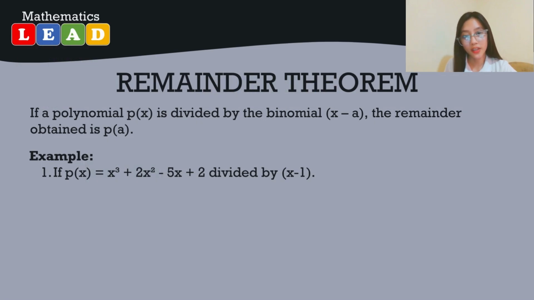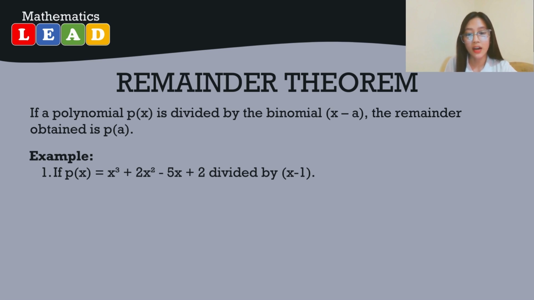Okay, let's start with remainder theorem states that when a polynomial p of x is divided by the binomial quantity of x minus a, the remainder obtained is p of a. So this theorem essentially tells us that we can find the remainder of a polynomial division without actually performing the long division. We simply substitute the value of a into the polynomial p of x.